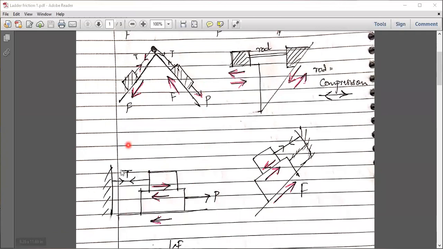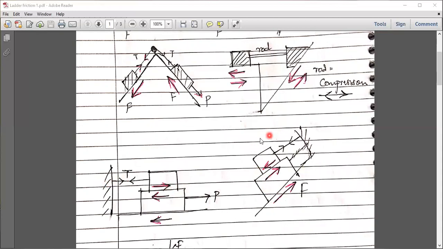Then we have probably seen this kind of numericals where a block over a block is attached with a string. So the string will have tension and this force P is applied. This force P tries to move this block towards the right side. So the friction developed between this surface and the surface is towards the left. Balancing this, because the upper block is trying to stay constant, I'll have the opposite of this friction developed here. These two are F1, and this will be F2.